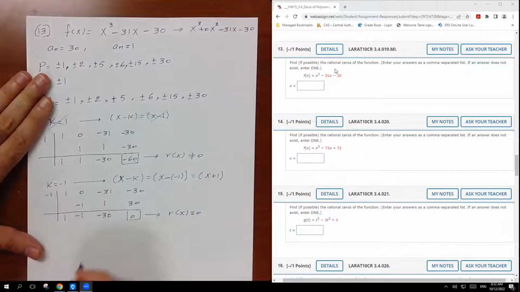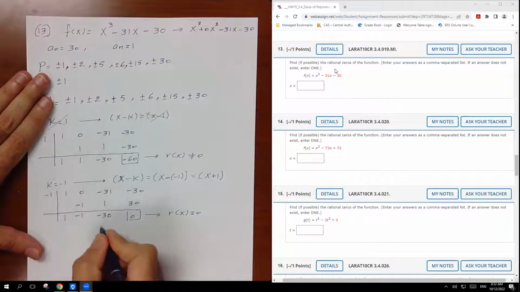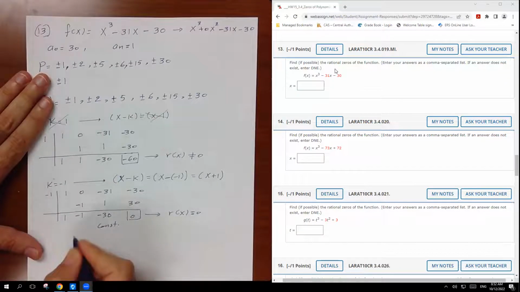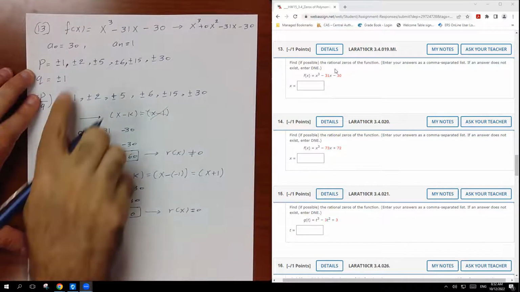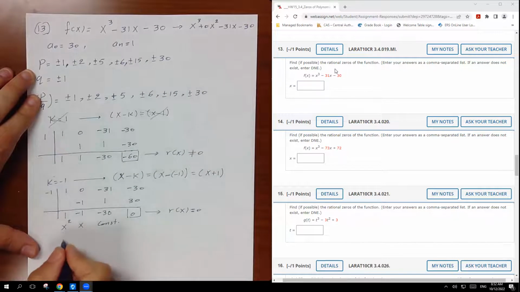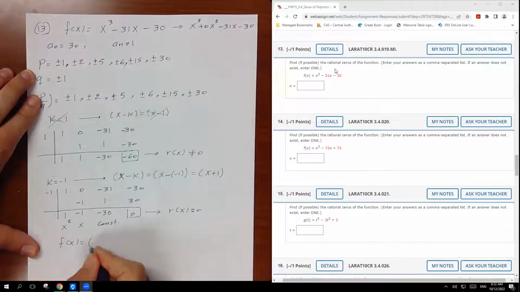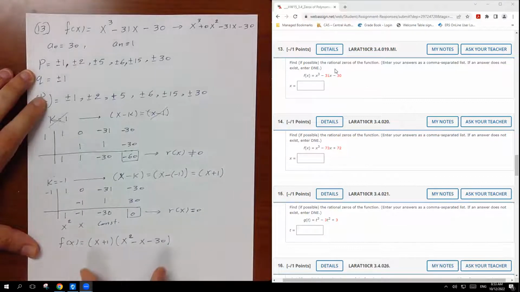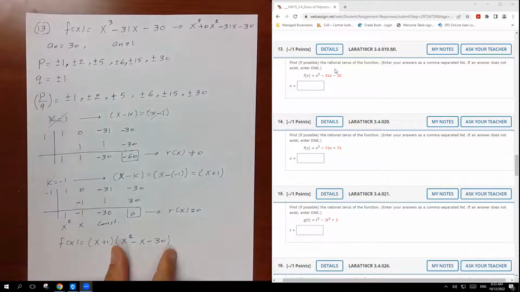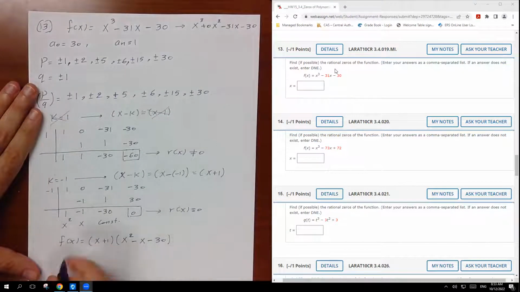Now let's check here. With the synthetic division, this is the constant. This is x squared. Let's write this down. That means my function here, f of x, is going to be equal to x plus 1 times x squared minus x minus 30. If you look at this one, it's a quadratic, it's easier to factor.